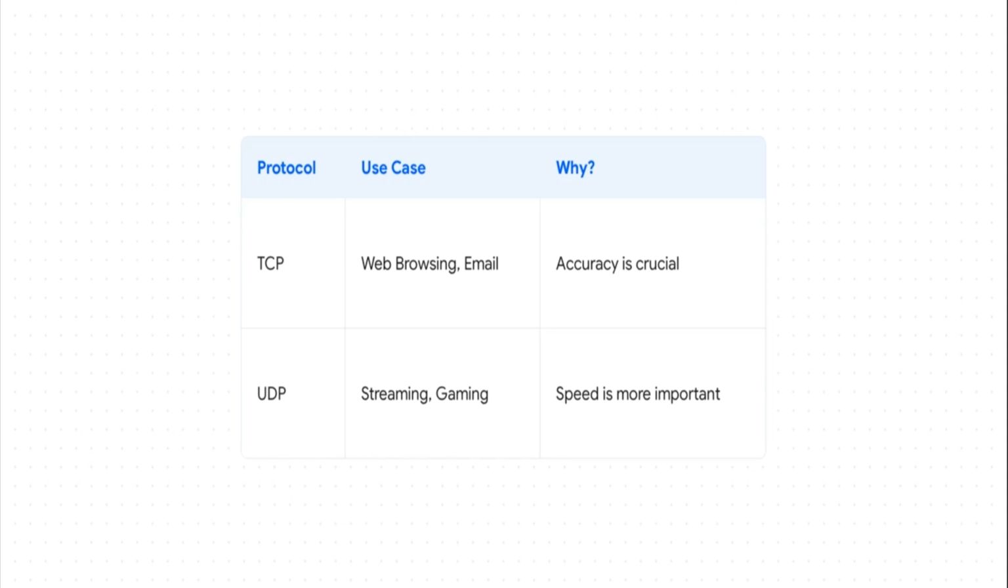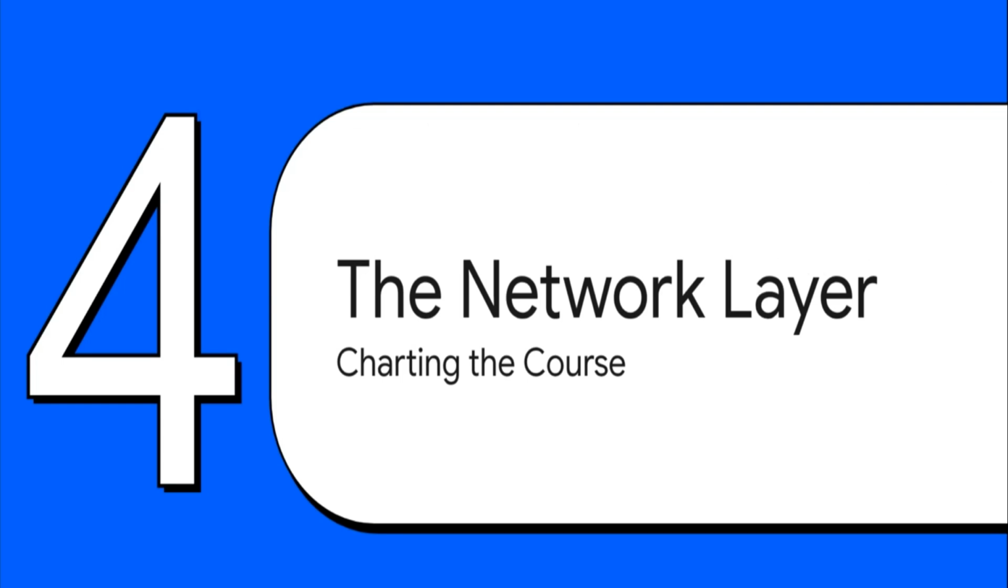You can probably handle a single dropped pixel or a tiny glitch. What you can't handle is lag. That's why they use the much faster UDP. Speed is way more important than absolute perfection. Okay, so our data's been chopped up and given a shipping method.